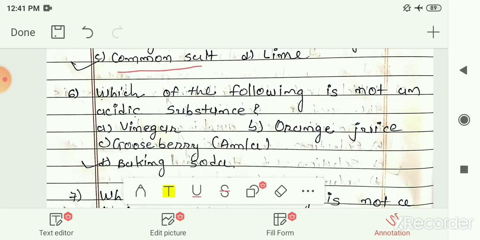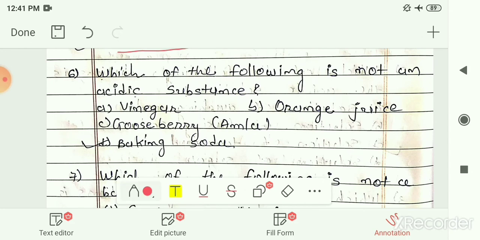Next is, which of the following is not an acidic substance? The options are vinegar, orange juice, gooseberry, that means amla, or baking soda. So here your answer is option D, baking soda. Baking soda is not an acidic substance, it is a basic substance. The other three examples, that is vinegar, orange juice or amla, are examples of acidic substances.